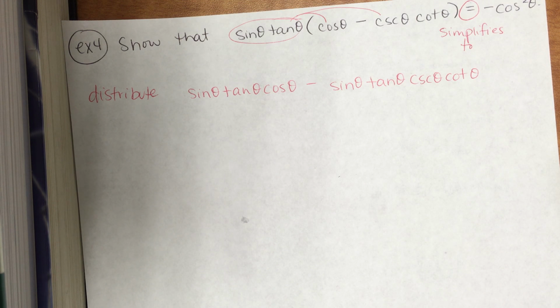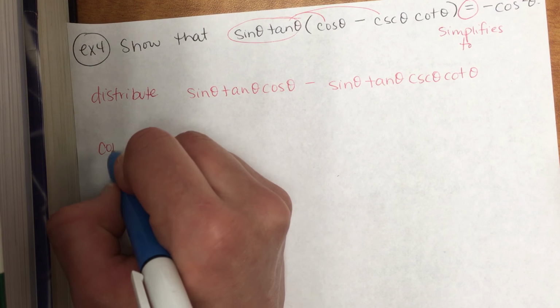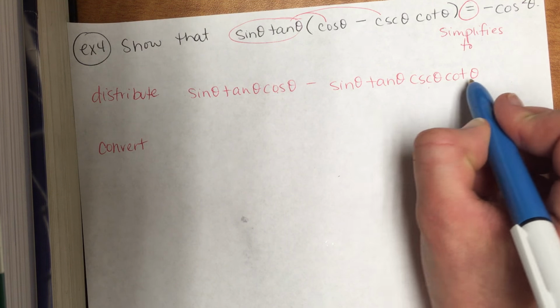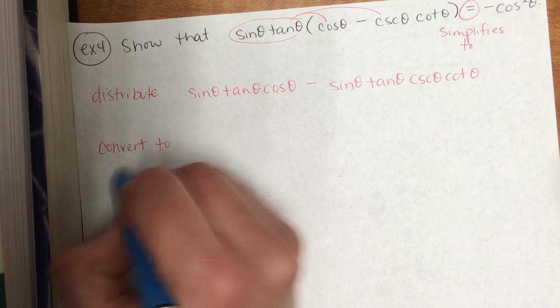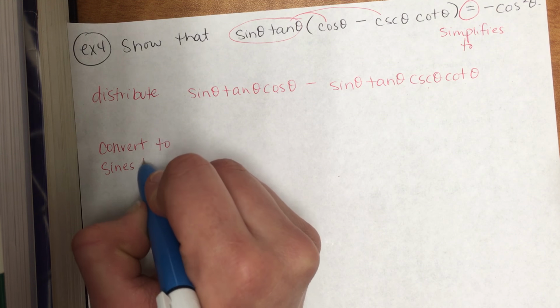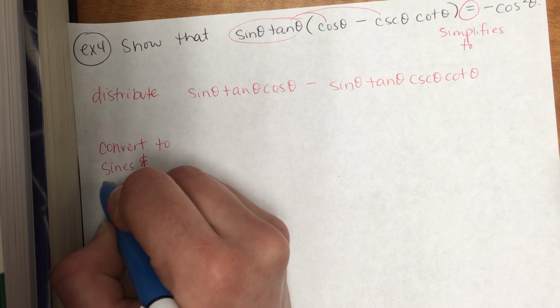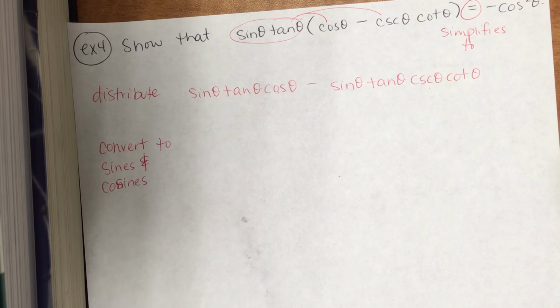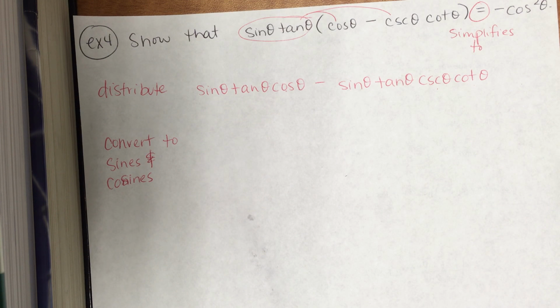So that hint's done. But if I look at my second hint, I can convert everything to sines and cosines because right now I have a lot going on. I have 1, 2, 3, 4, 5 different trig functions. So if I convert to sines and cosines, I'll only have 2, so it makes it easier to simplify things and also easier to recognize identities.